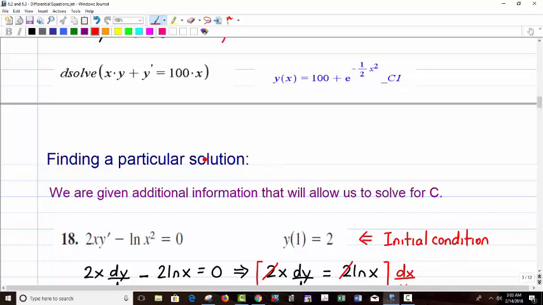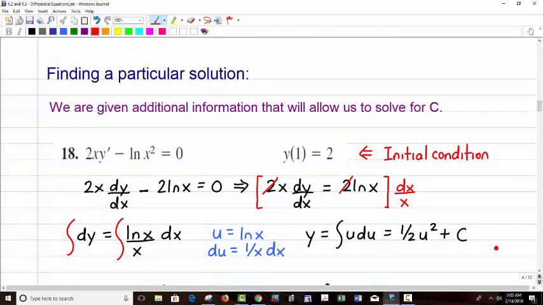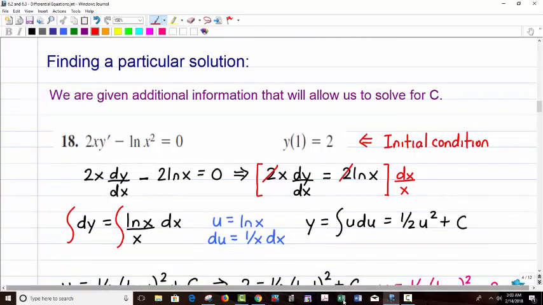So let's see what we have here. All right. 2xy' minus ln of x squared equals 0. And we have then y of 1 equals 2. So I'll rewrite the y' as dy/dx. So we have 2x dy/dx equals negative.